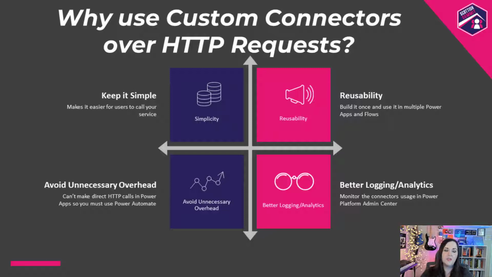We just add the connector into our Power App or a flow and choose the actions or triggers that we need to interact with it. This is also beneficial from a reusability standpoint. We build one connector, we can use it throughout the Power Platform, whether it's in a flow or an app. We're also going to get better logging and analytics using a custom connector versus making HTTP calls. And we reduce unnecessary overhead. So if we were wanting to just use this connector, say in a Power App, having to go call a flow to handle the HTTP request just creates additional complexity that could be avoided with a custom connector.